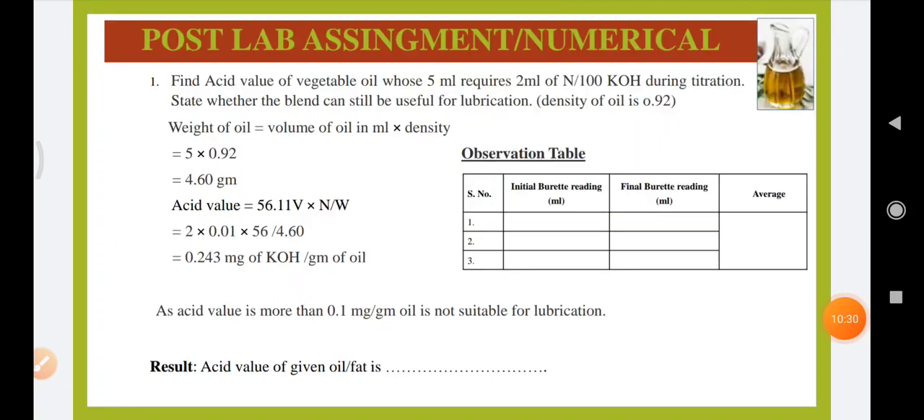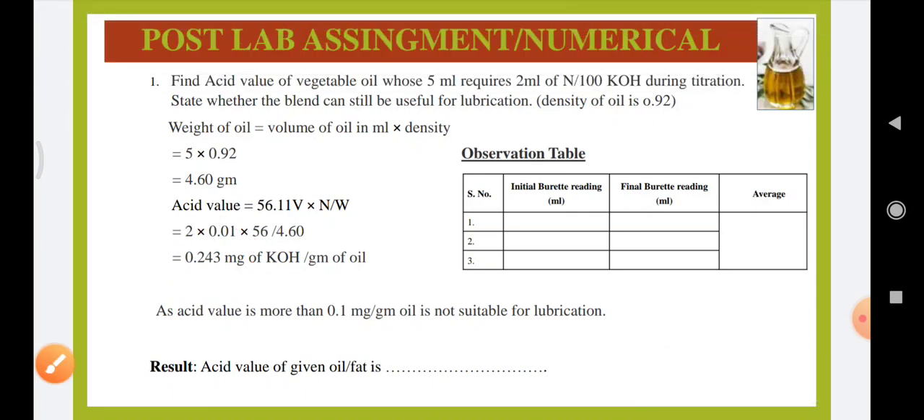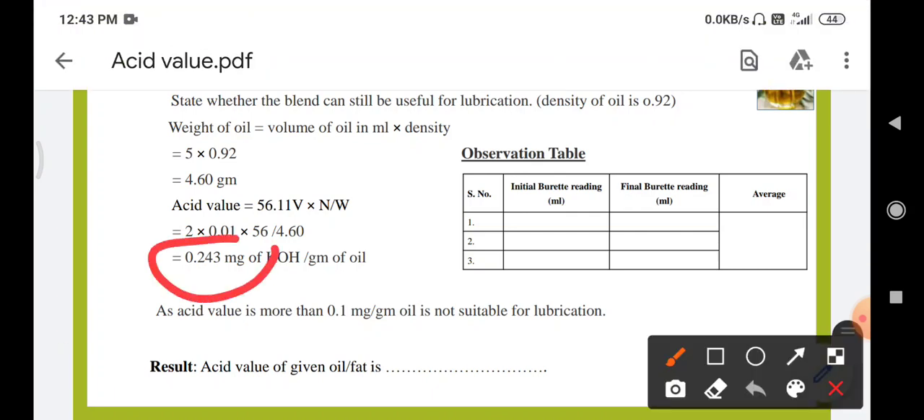Now the next part of the numerical is to state whether the blend can still be useful for lubrication. Here we are seeing that the value is 0.243, and this value is more than 0.1 mg per gram of oil, hence it is not suitable for lubrication purpose. Now after performing all these headings, you have to write the result. And how can you write the result? The result is: acid value of the given oil or fat is 0.243 mg of KOH per gram of oil.